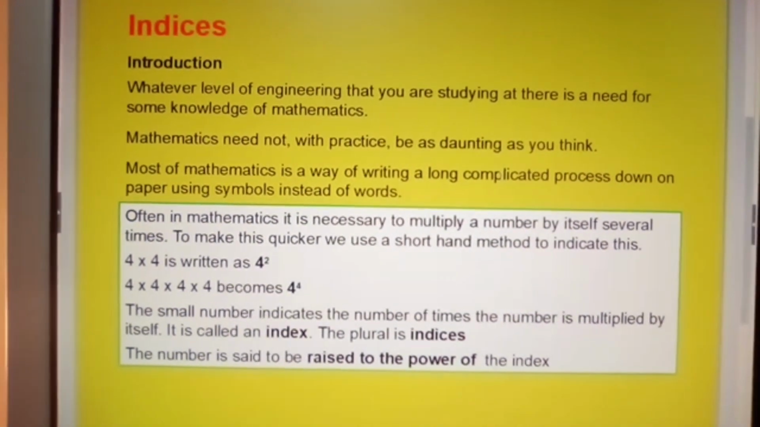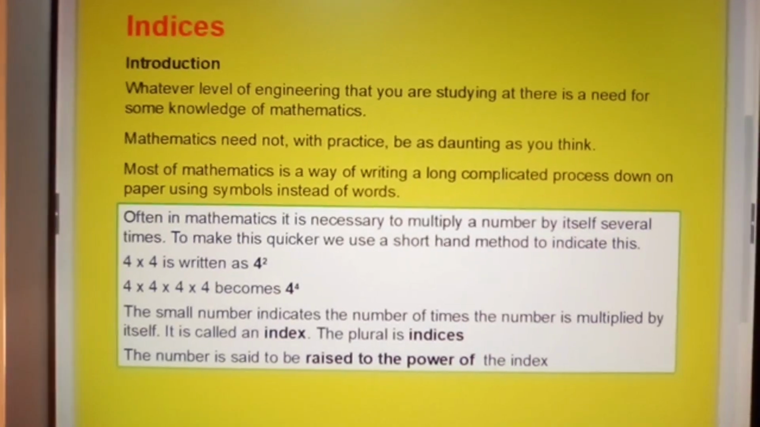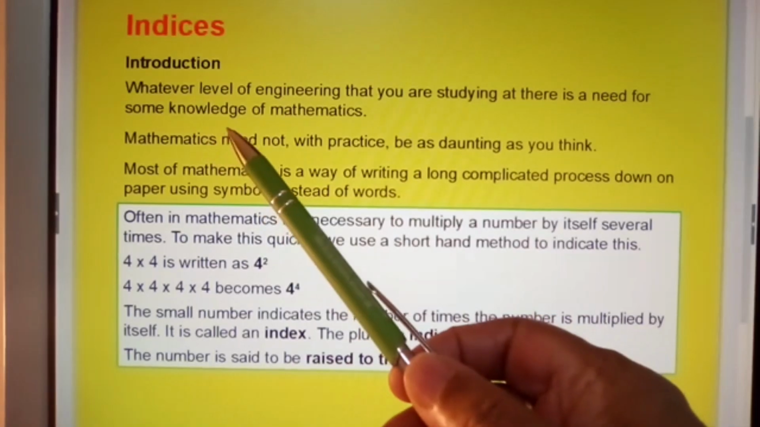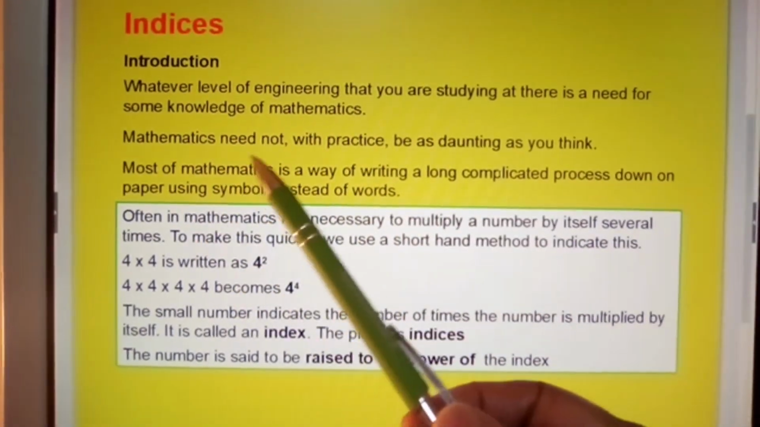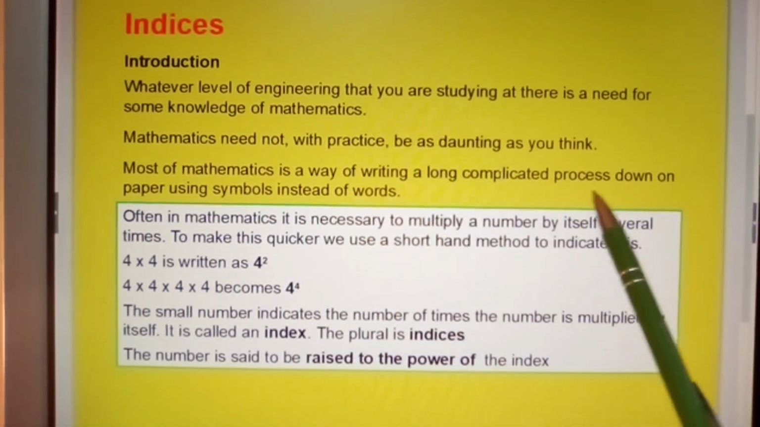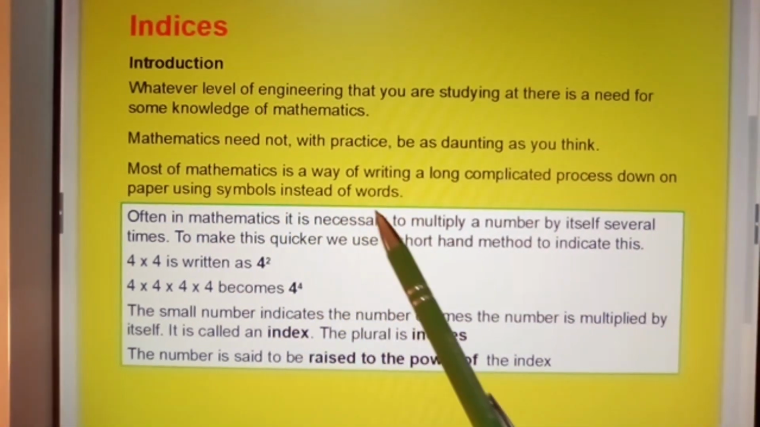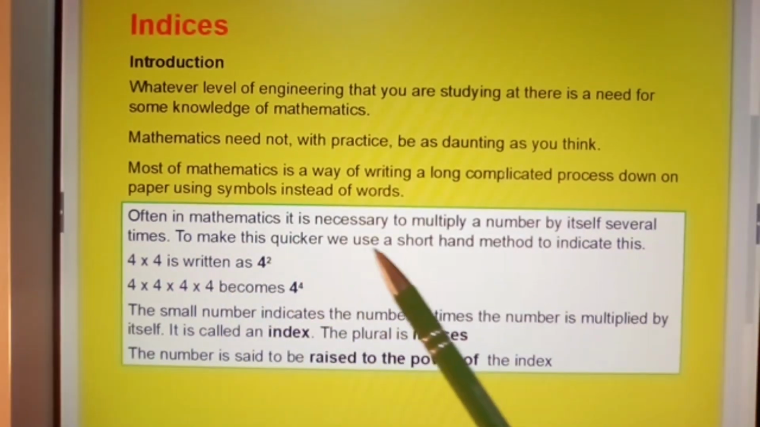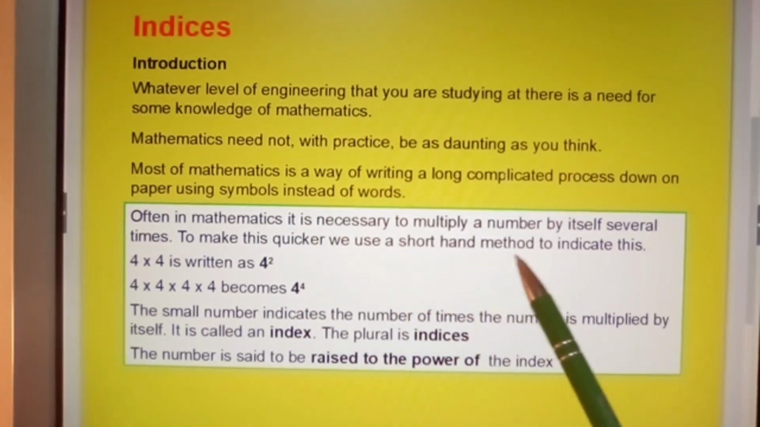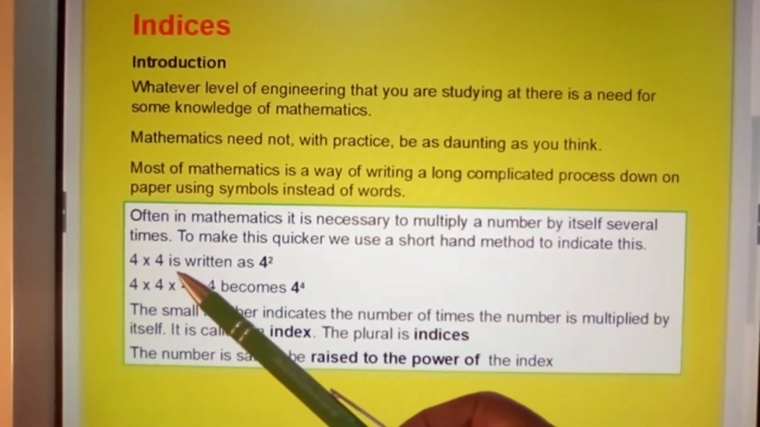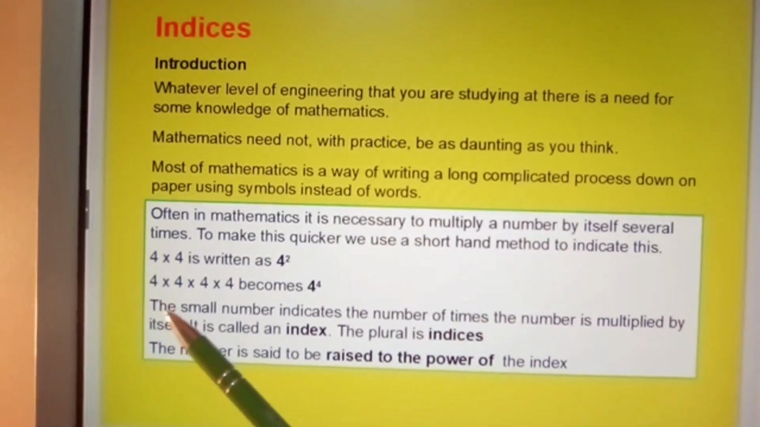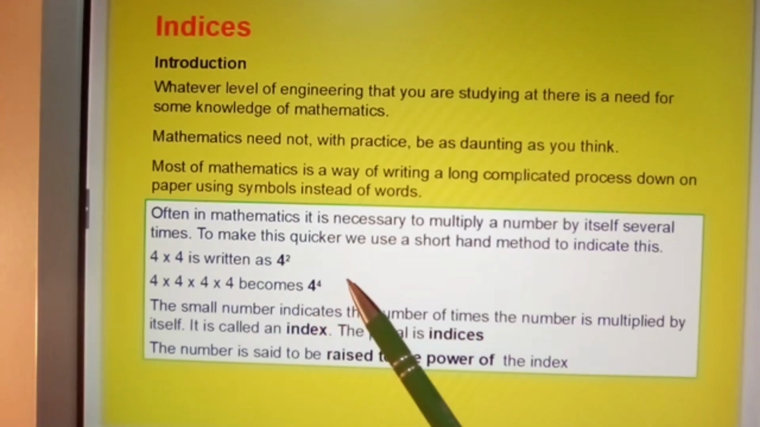Now again here, indices, introduction. Whatever level of engineering that you are studying, there is a need for some knowledge of mathematics. Mathematics need not be daunting. Most of mathematics is a way of writing a long, complicated process down on paper using symbols instead of words. Often in mathematics, it is necessary to multiply a number by itself several times. To make this quicker, we use a shorthand method to indicate this. 4 times 4 is written as 4 squared, or 4 to the 2. 4 times 4 times 4 times 4 becomes 4 to the 4.